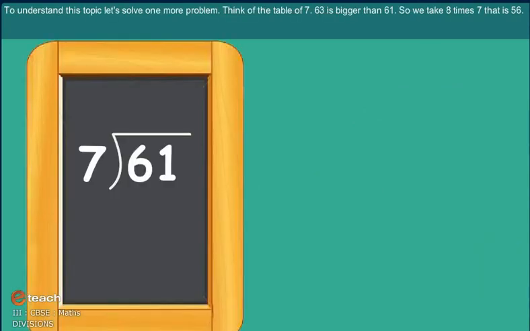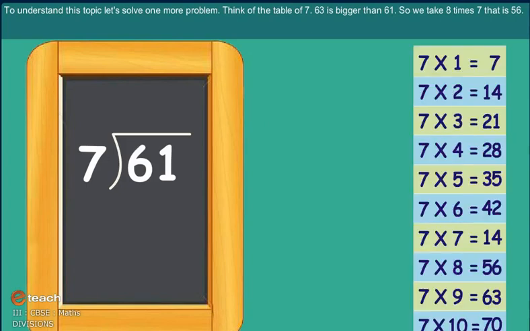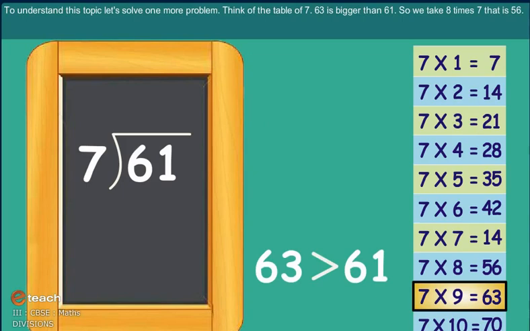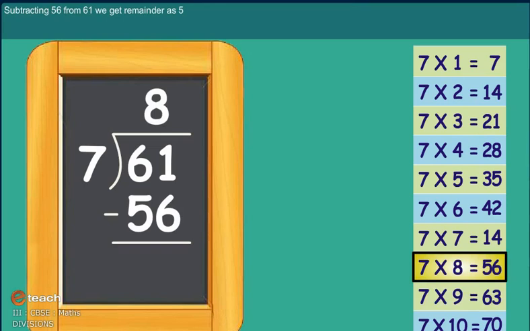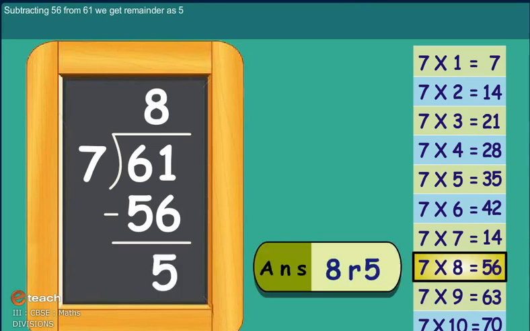To understand this topic, let's solve one more problem. Think of the table of 7. 63 is bigger than 61. So, we take 8 times 7, that is 56. Subtracting 56 from 61, we get remainder as 5.